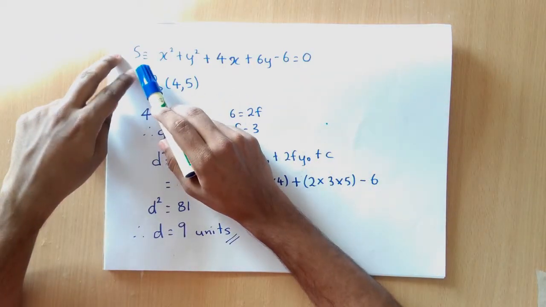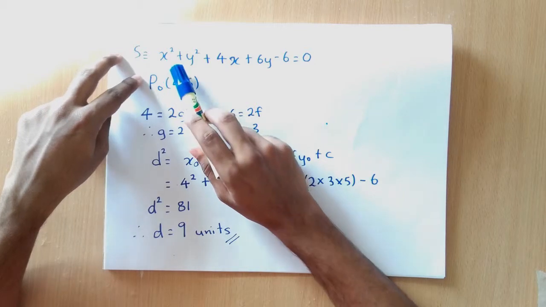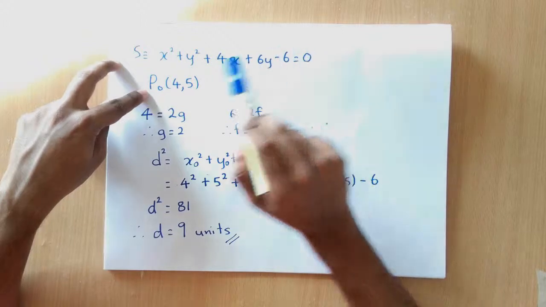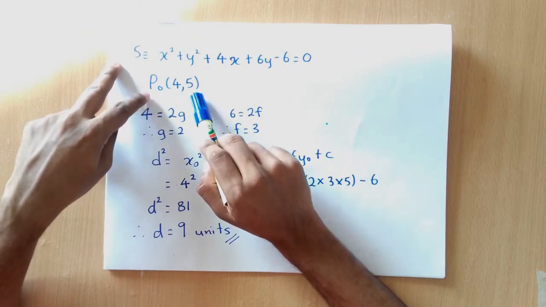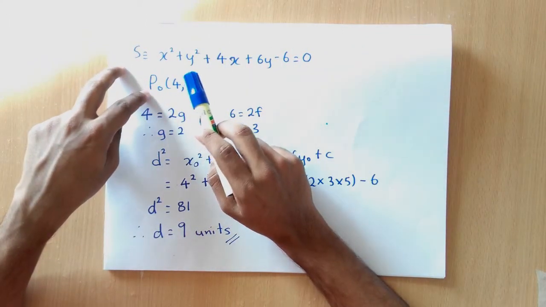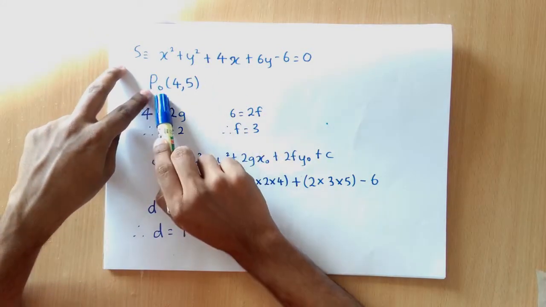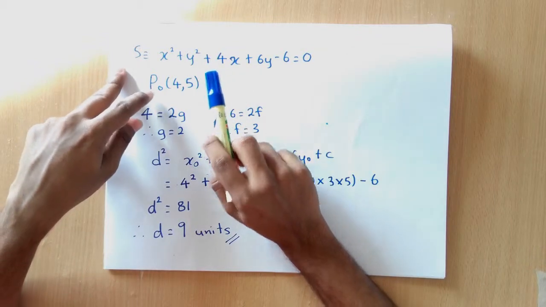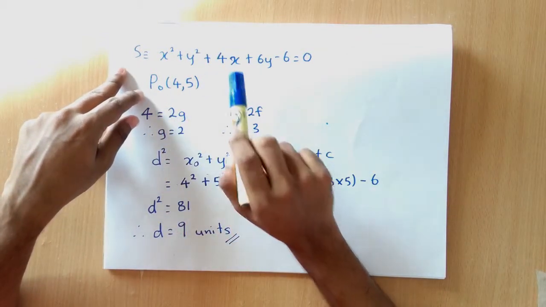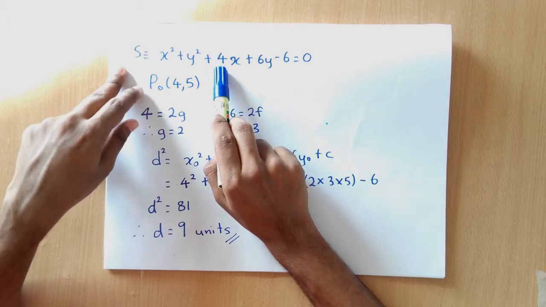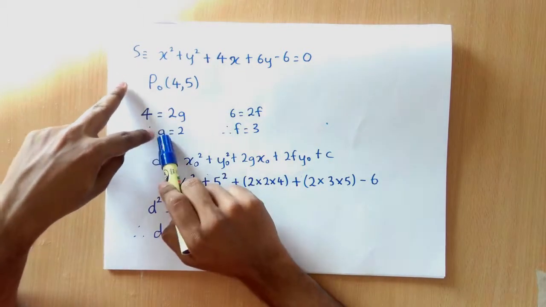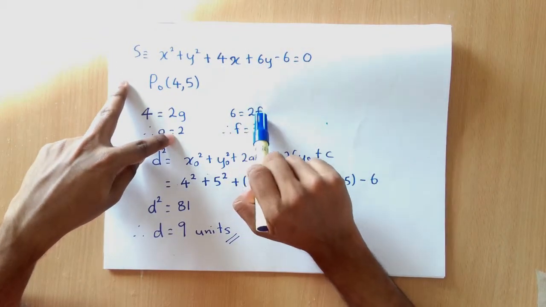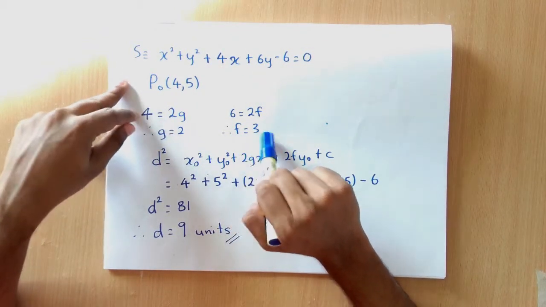Here we are given a circle S with the equation x squared plus y squared plus 4x plus 6y minus 6 equals 0 and an external point P0 (4, 5). So now we have to find the length of the tangent drawn from this external point to this circle. For that we have to first find the values of G and F. Here we can see that 4 is equal to 2G, therefore G will be equal to 2, and 6 is equal to 2F, therefore F is equal to 3.